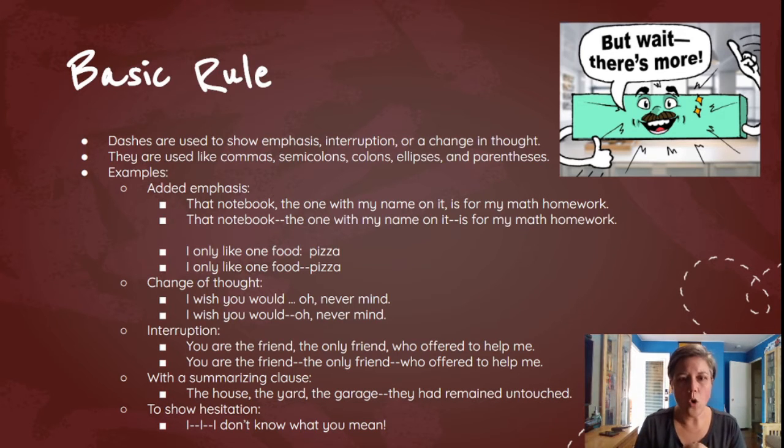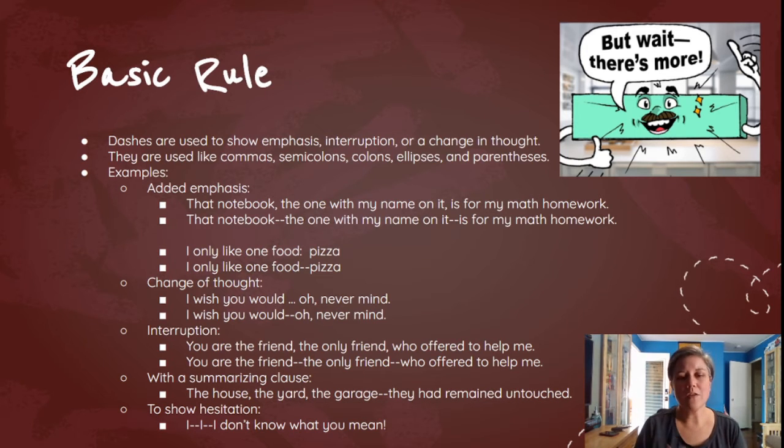It doesn't say pizza and then another dash and then a period. Because when the element that you are setting off with dashes is at the end of a sentence, you only have it at the beginning of the phrase to indicate where the phrase begins. You end the sentence with a period. Okay, so taking a look at that one, I only like one food, pizza. I can do the same thing. I only like one food, pizza.